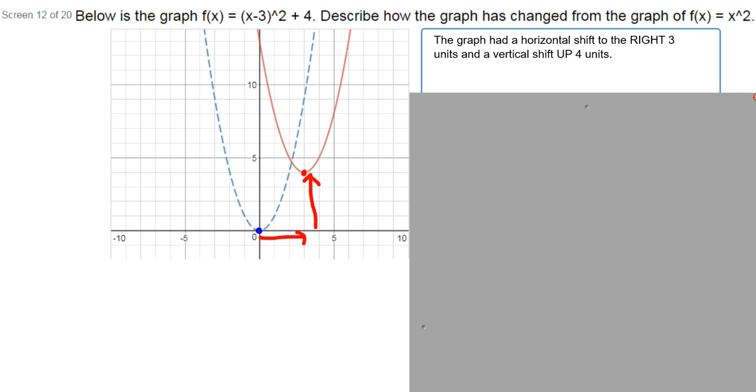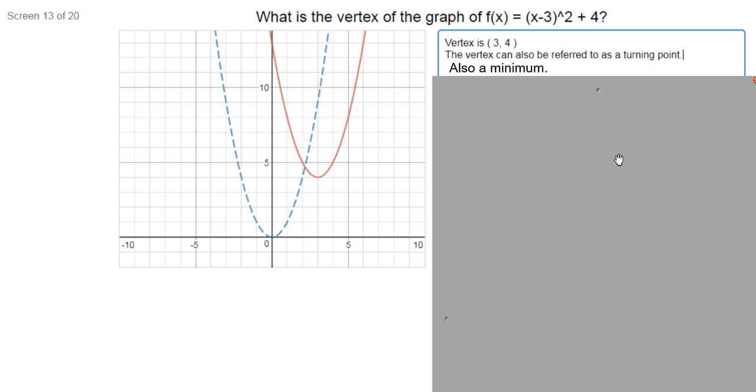And again, where's the vertex located? That is at 3, 4. It's referred to as a turning point. We also can talk about it being the minimum value, right? The lowest the graph is going for your function. So why are these transformations important? If we know where the parent function x squared is, if we write it in this transformation format, we can automatically figure out where the vertex is, draw our new graph based on the transformations being made, just by knowing the original.